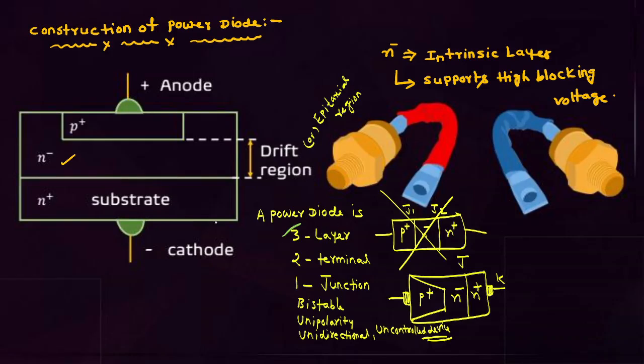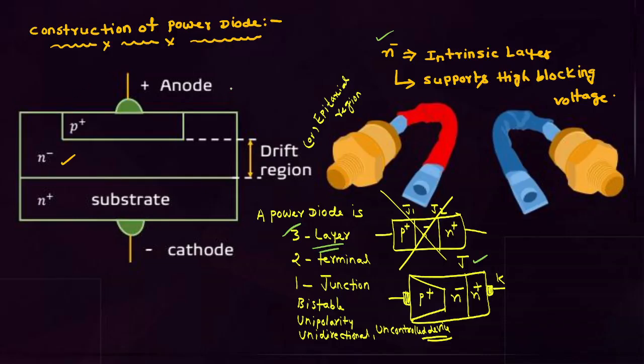But what is this extra layer? N minus layer. This n minus layer is called the intrinsic layer. A lightly doped n minus layer is called the intrinsic layer. That's why this diode is also called a PIN diode. But because of this extra layer, there is no formation of an extra junction. It has only one junction. Even though it is a power diode, it is one junction only. It is a 2-terminal, bistable, unipolar, unidirectional, uncontrolled device. Only different from the actual diode, the power diode has the n minus layer. This is a 3-layer device. That point you have to remember.